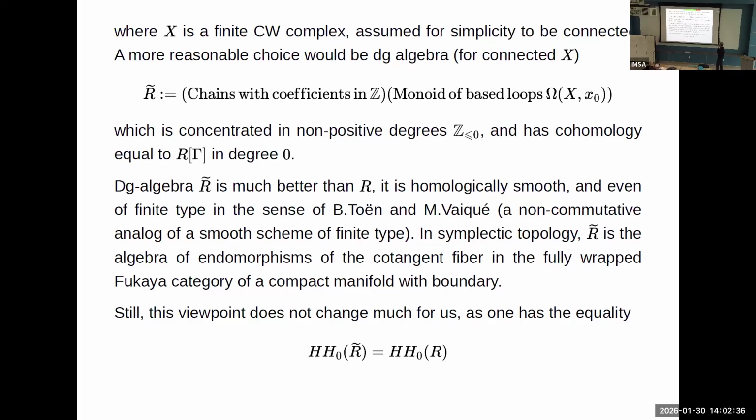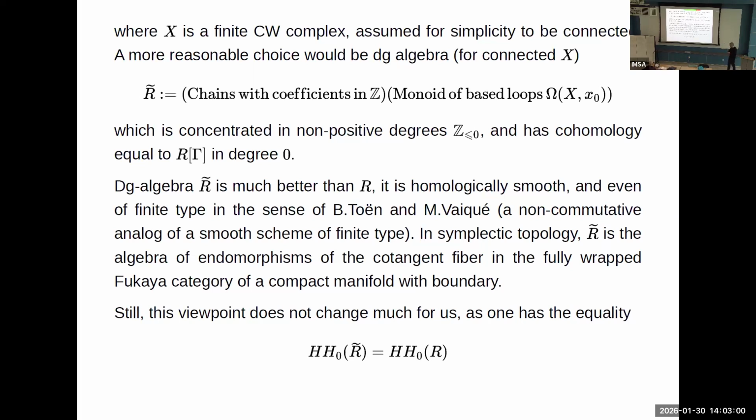And why is this kind of better? Because it's homologically smooth and finitely presented, or of finite type in the sense of Toën–Vaquié. So it's something like a smooth variety over the integers of finite type. So not compact, but smooth and a really nice object. And in symplectic topology, it also has some meaning.